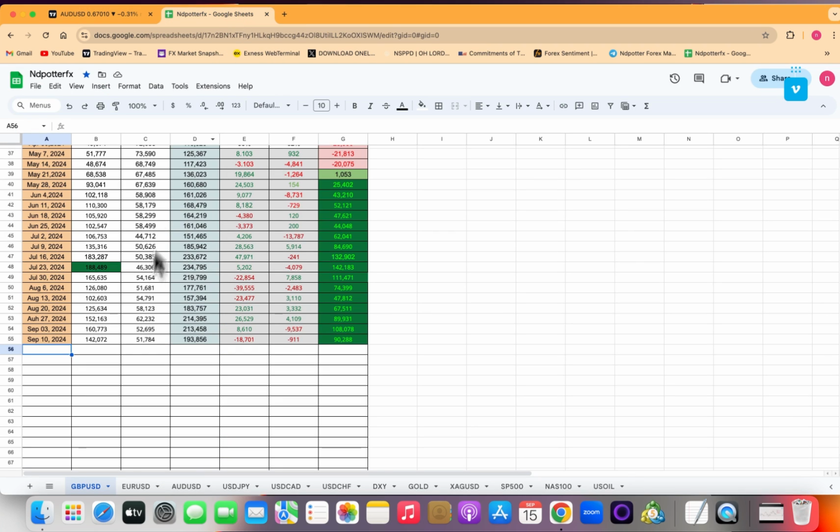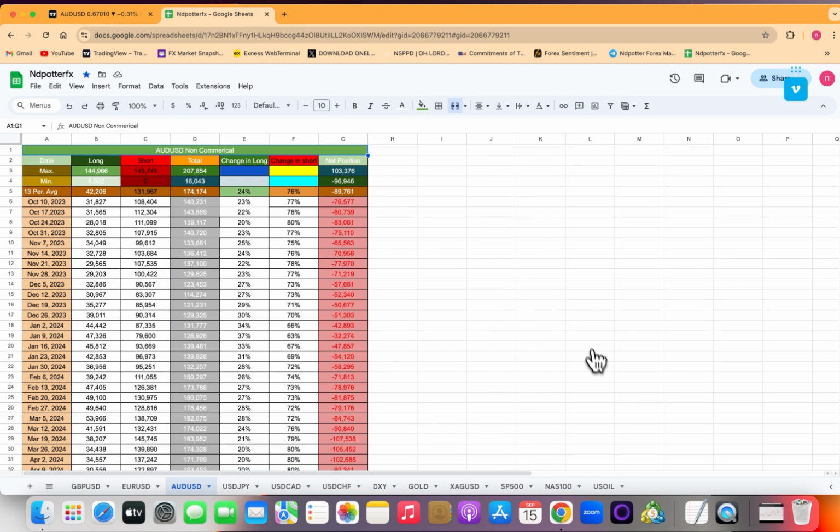So let's go to AUD USD data. This is AUD USD data. You can see, look at the net position here. It's been negative since October 10, 2023. Although I have this data too, like I have the data from 2020, but it's very hard to add all of it to this spreadsheet. So I just cut the data short.